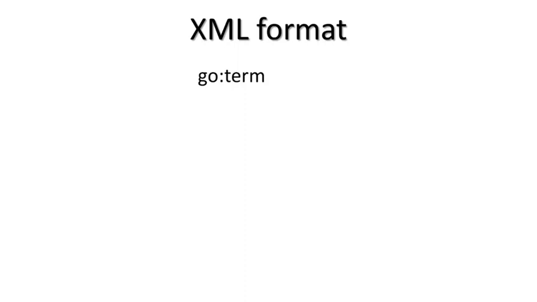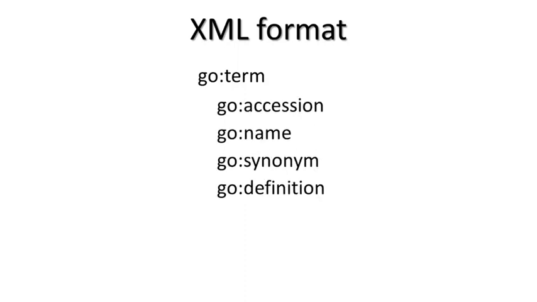A term has an accession number, which is like the ID in the OBO format. The term has a name, synonyms, and a definition, just like in the OBO format. The relationships with other terms are specified here, such as is-a. Finally, the term is cross-referenced to related entries in other databases.